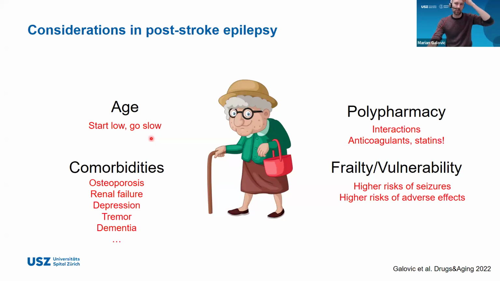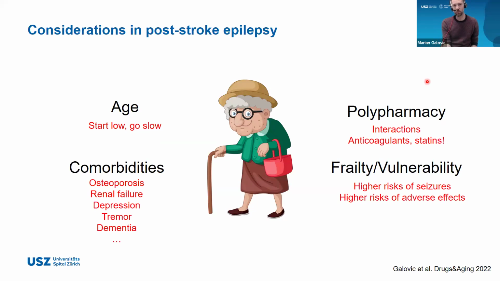So these are things that you may need to consider, particularly for osteoporosis. You may want to avoid enzyme-inducing medications. Depression, I don't know, I'm thinking about levetiracetam or zonisamide. Sodium valproate or lamotrigine may be causing or worsening tremor, and so on. Looking at polypharmacy, there may be some interesting or important interactions.